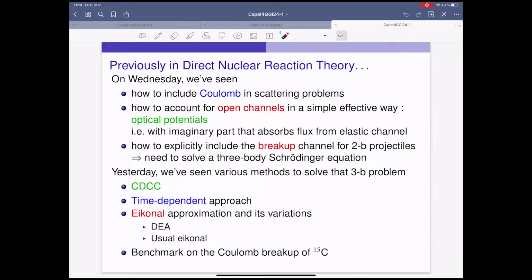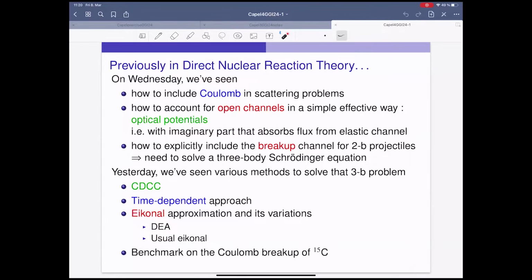And yesterday we've seen how to solve that three-body problem. We've seen the CDCC method, so the Coulomb discretized coupled channel method. Mentioned the time-dependent approach, in which you simulate the projectile-target relative motion by a classical trajectory, which makes everything much simpler. And we've also seen the eikonal approximation. And we've seen a comparison between the three techniques on the particular case of the Coulomb breakup of carbon-15. And so we've seen the weaknesses and the advantages of each of these methods.